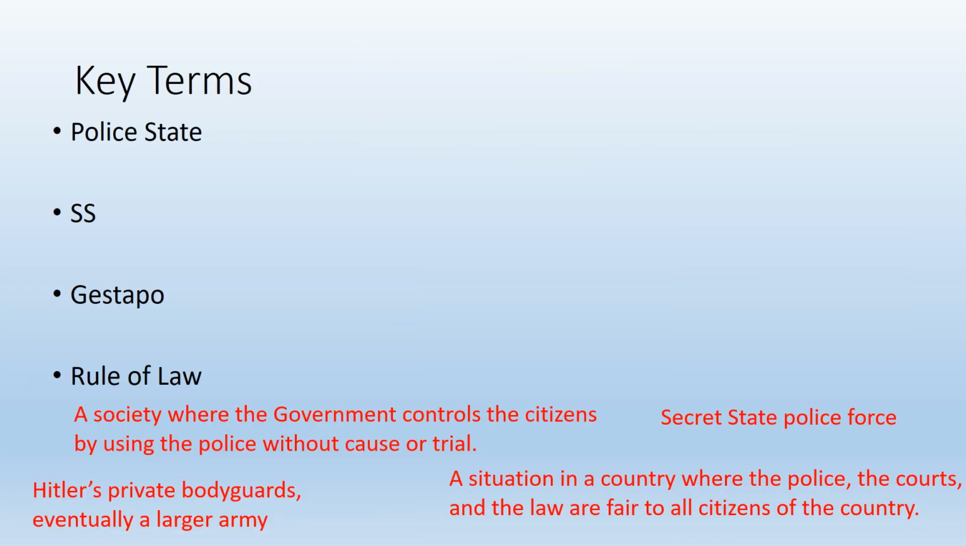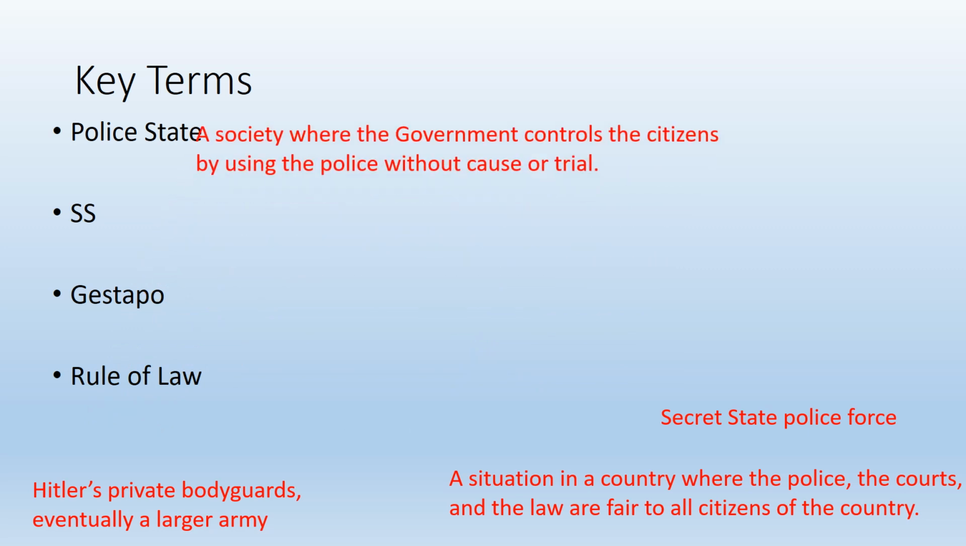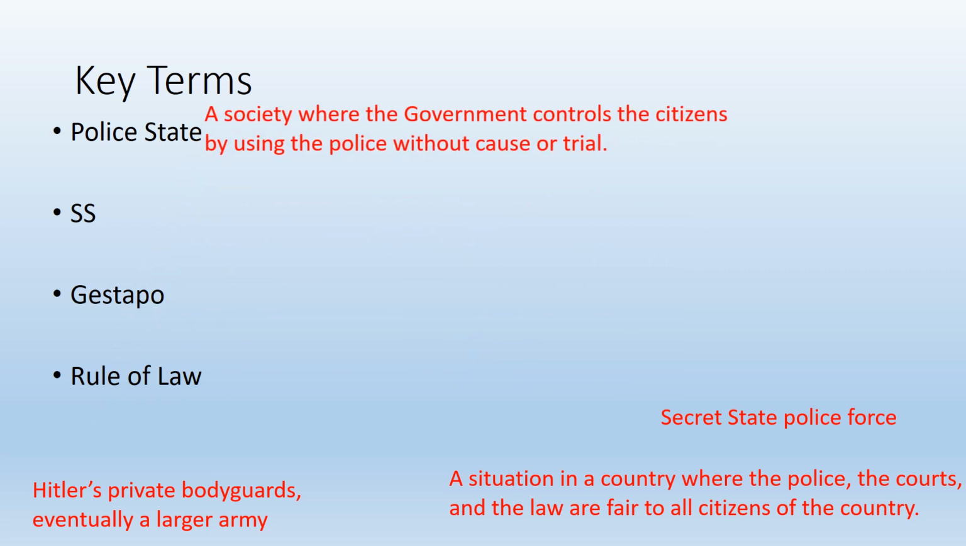We've got four key terms. We're looking at police states. This is a society where the government controls the citizens by using the police without cause or without trial. Another way of looking at this is martial law, where essentially the military is running the country.